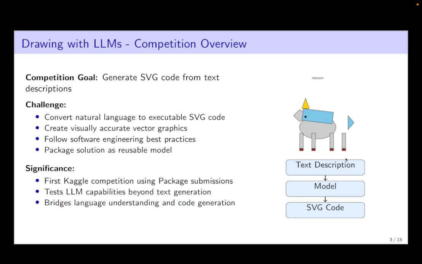Moving into the first section, the competition overview. The primary goal of the Drawing with LLMs competition was to challenge participants to develop models capable of generating valid and visually accurate SVG code based solely on a natural language prompt. This involves bridging language understanding with precise code generation. Notably, it was the first Kaggle competition requiring submission as reusable model packages, testing not just model performance but also software engineering practices.